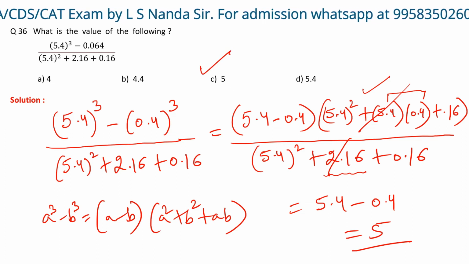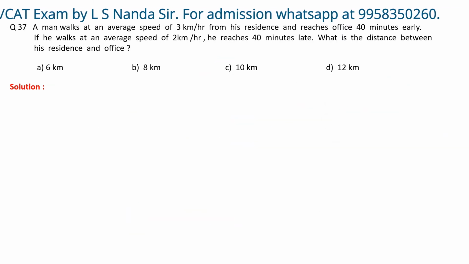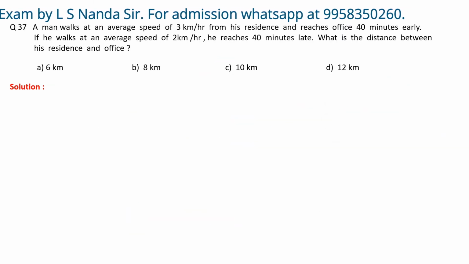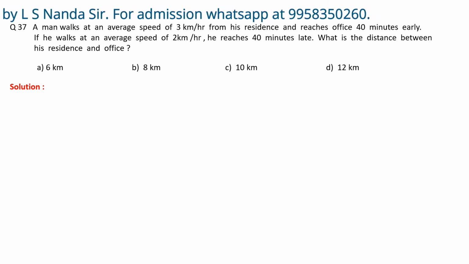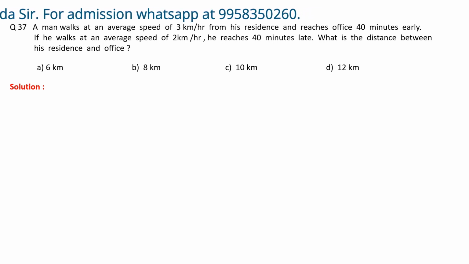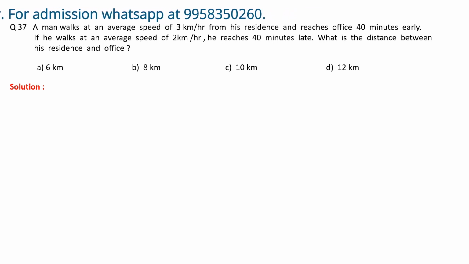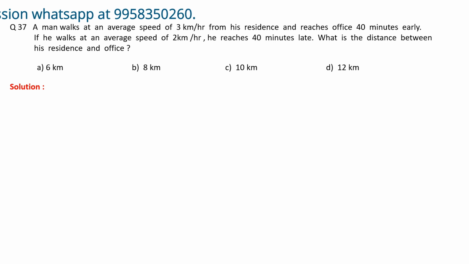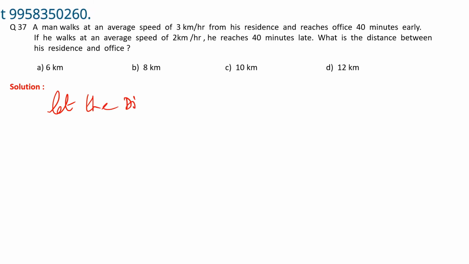Now we move to the next question. Now students, this is a nice problem on speed time distance concept. The question says a man walks at an average speed of 3 km per hour from his residence and reaches office 40 minutes early. If he walks at an average speed of 2 km per hour, he reaches 40 minutes late. What is the distance between his residence and office? So first of all, let us assume the distance between his residence and office to be x kilometer, right?